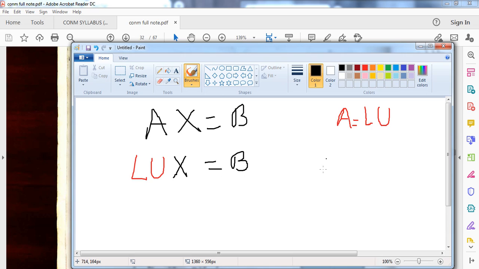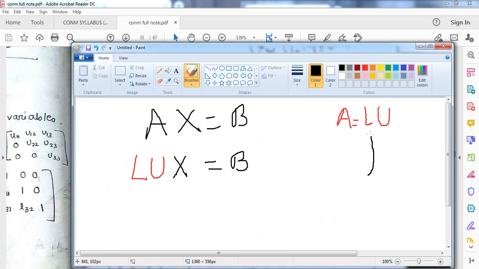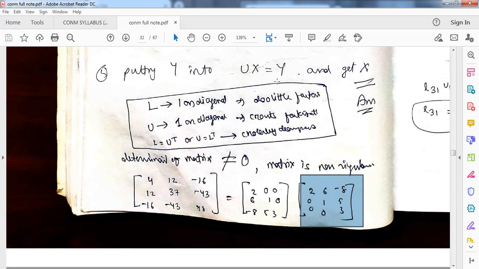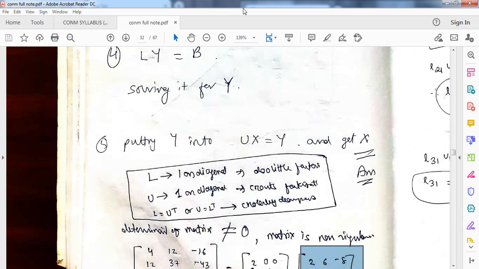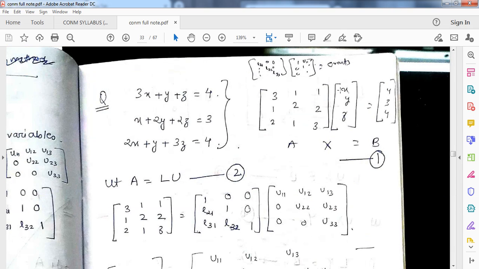Now, as you can see from this, A is known to me. When A is known to me, I can find out what is my L and what is my U. How to do so? One of them will be an upper triangular matrix, and the other will be a lower triangular matrix. So this is where we use the Crout method.